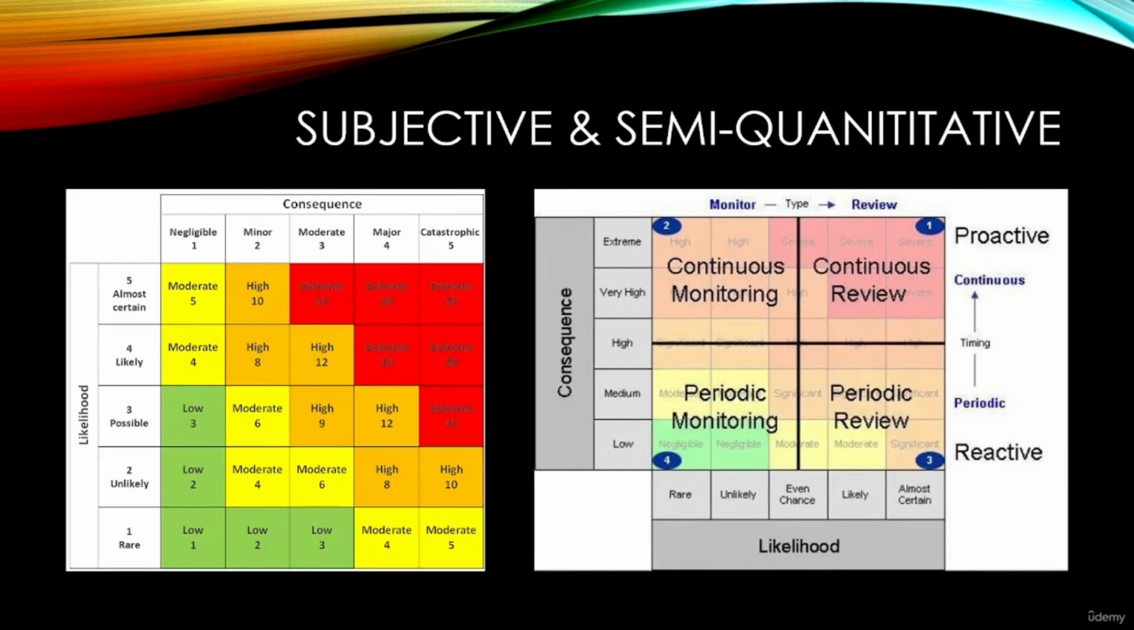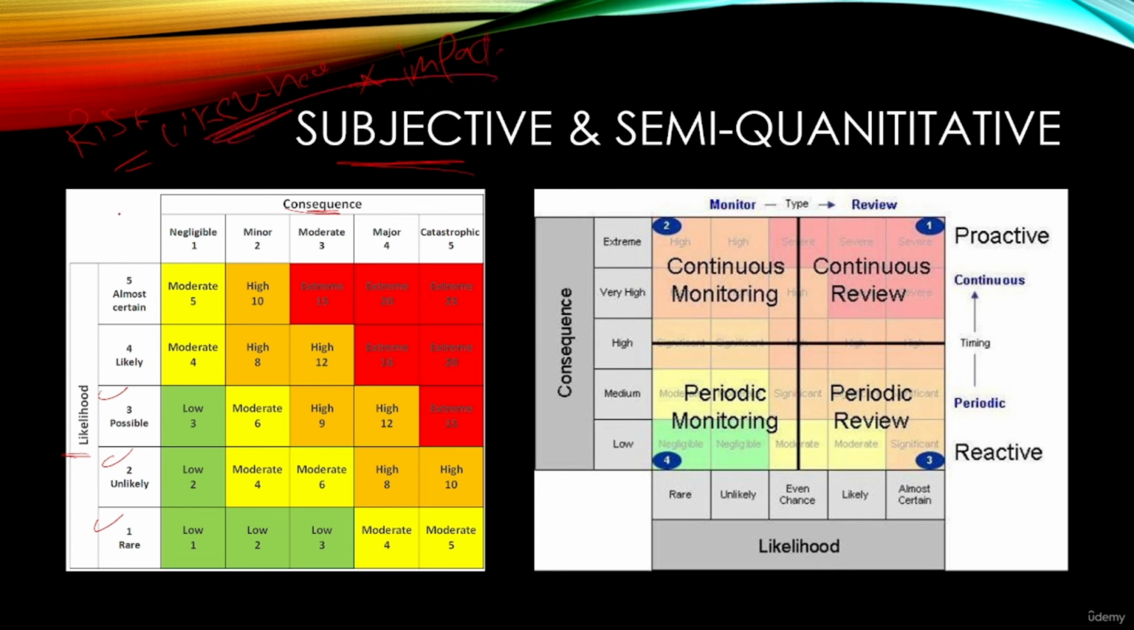Regarding the subjective and semi-quantitative approach, it is very easy when compared to the quantitative approach. As we mentioned, in the subjective approach I'm using a technique of defining the likelihood and defining the consequences in a subjective format. In the subjective approach, the risk is equal to the likelihood multiplied by the impact. So the risk is the product of likelihood and impact.